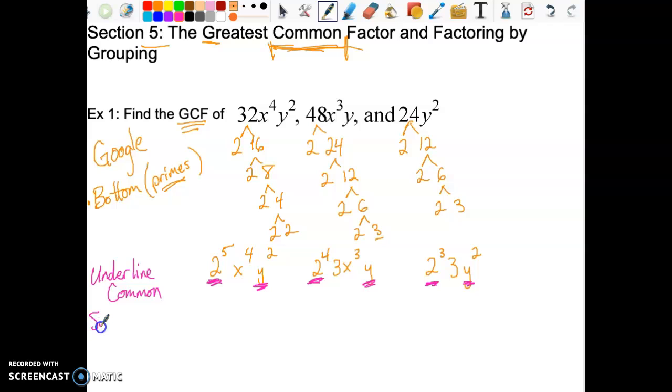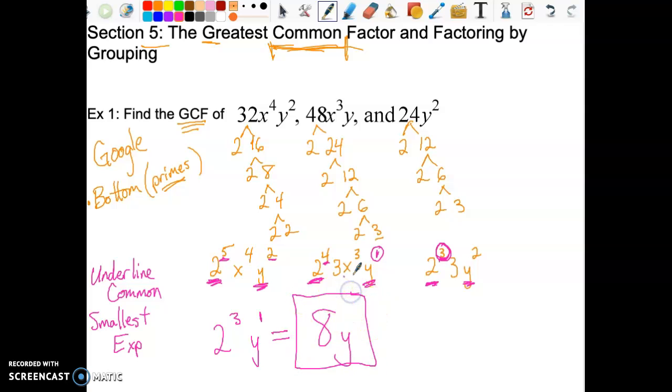And what we want is the smallest exponent of the common ones. So as I look at 2 to the 5th, to the 4th, and to the 3rd, the 3rd is the smallest exponent. And then as I look at my y's, so y to the 2nd, to the 1st, or to the 2nd, the 1st is the smallest. So in other words, the greatest common factor, 2 to the 3rd power is 8, 2 times 2 times 2, times y, is the biggest value that goes into all 3 of these numbers.